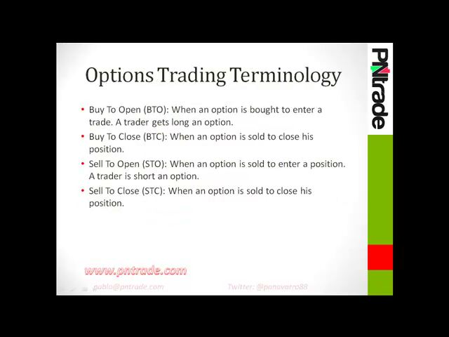Options trading terminology. Buy to open: when an option is bought to enter a trade, a trader gets long an option. Buy to close: when an option is bought to close his position. Sell to open: when an option is sold to enter a position, a trader is short an option. Sell to close: when an option is sold to close his position.